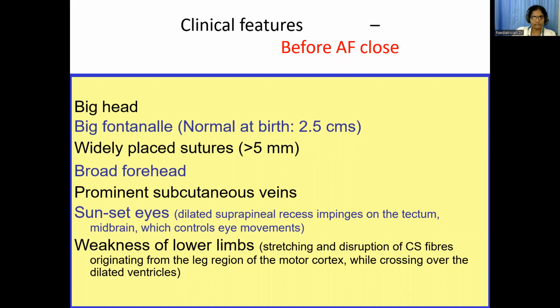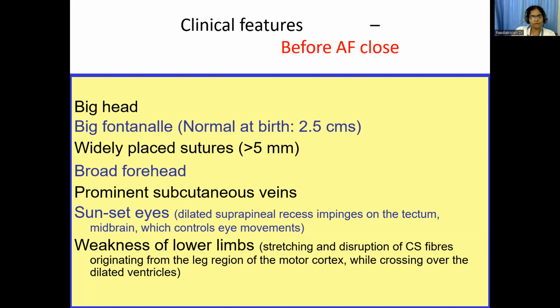Alright. So before the anterior fontanel closes, the head is big. The fontanel is bigger. There are widely placed sutures, another thing you can call a sutural separation by at least more than 5 millimeters. Broad forehead, prominent subcutaneous veins. Sunset eyes, that is because of the dilated suprapineal recess. This dilated recess impinges on the tectum of the midbrain, which in turn controls the eye movements.